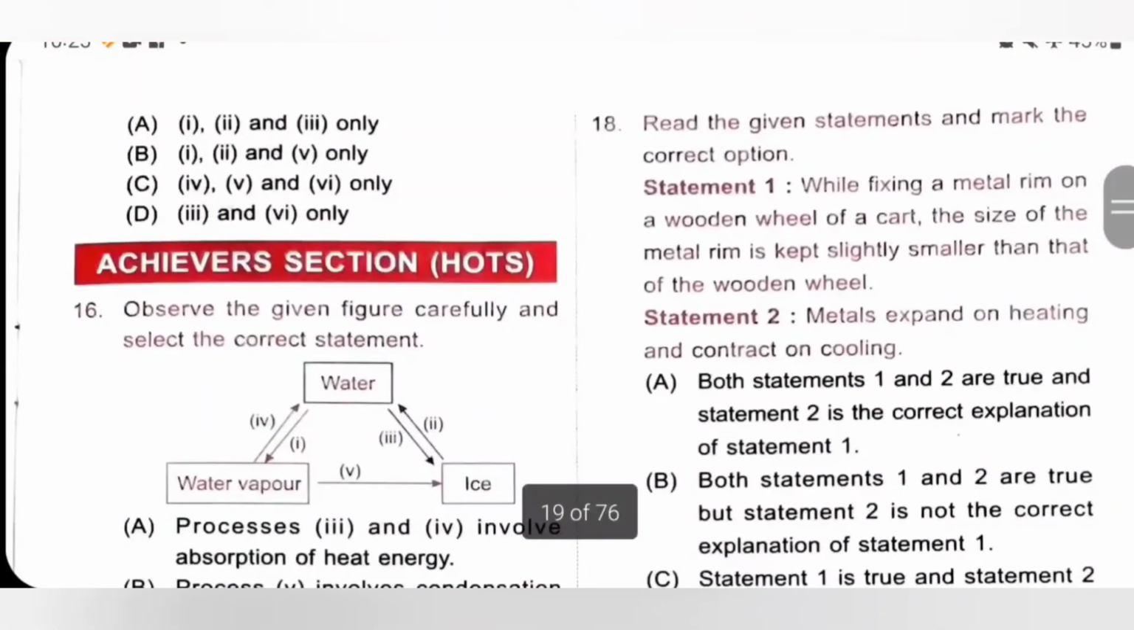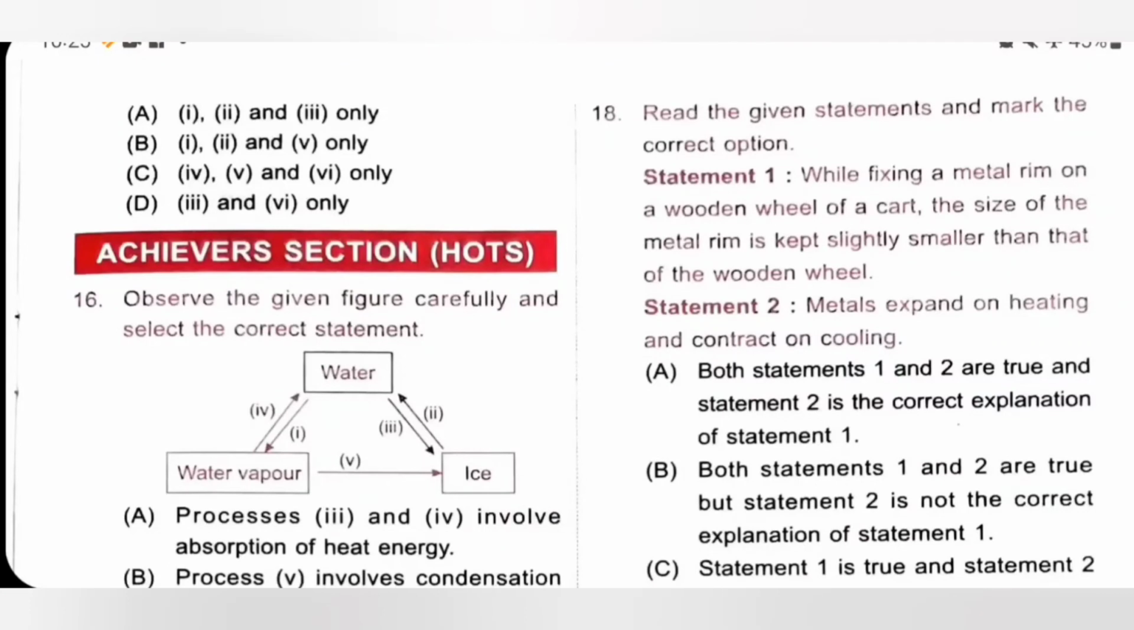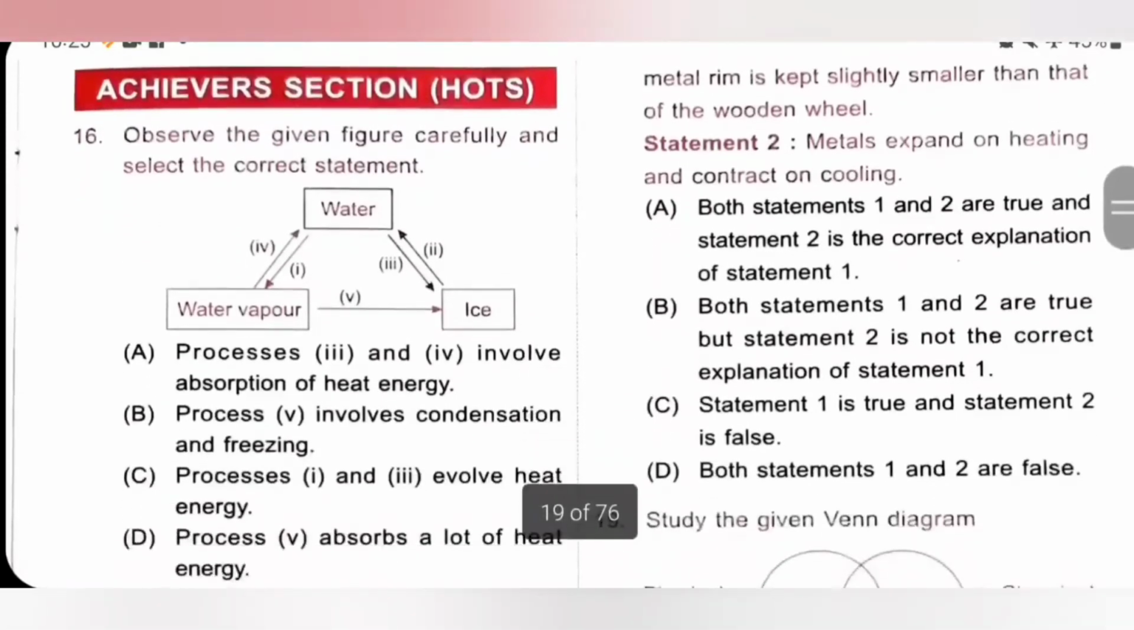18th. Read the given statement and mark the correct option. Statement 1. While fixing a metal rim on a wooden wheel of a cart, the size of the metal rim is kept slightly smaller than that of the wooden wheel. True statement. Statement 2. Metals expand on heating and contract on cooling. Correct. Both the statements are correct. So, option A. Both statement 1 and 2 are true and statement 2 is the correct explanation of statement 1.